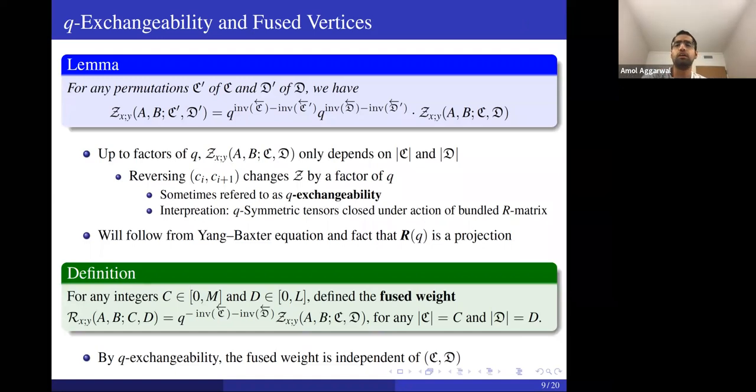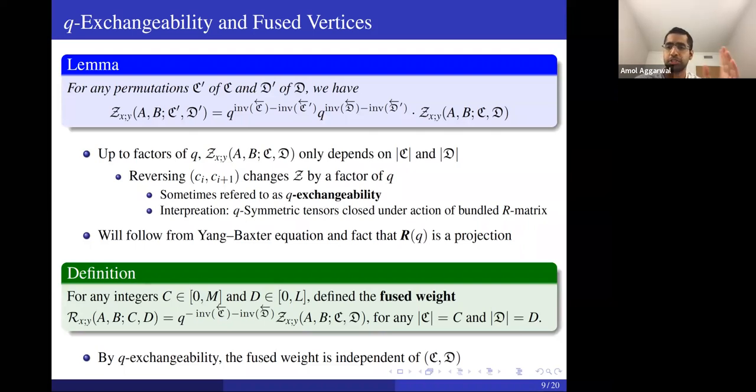Okay, so I'll explain a proof of this lemma in a few slides, but let me just mention for now that it will follow from the Yang-Baxter equation, and it will crucially use the fact that R of Q is a projection. But again, let me table that for now and define the fused weight.